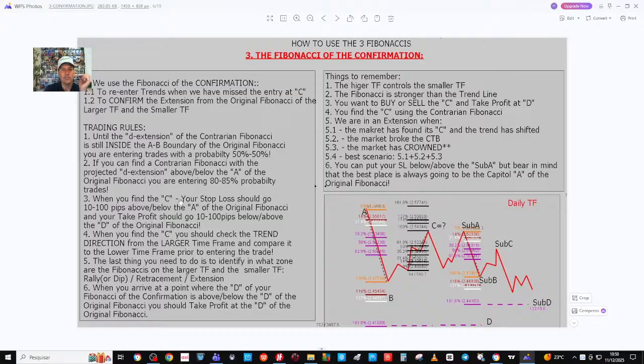When you find the C, your stop loss should go below or above the A. Number 6, everybody: when you arrive at the point where the capital D of your confirmation Fibonacci is above the capital D of the original Fibonacci, you should take profit at the capital D of the original Fibonacci. See? Trading rules.